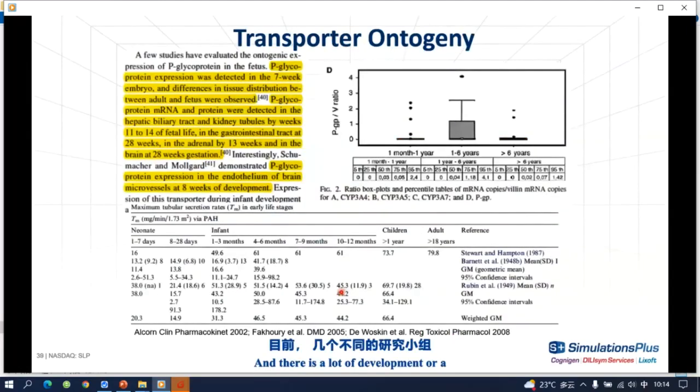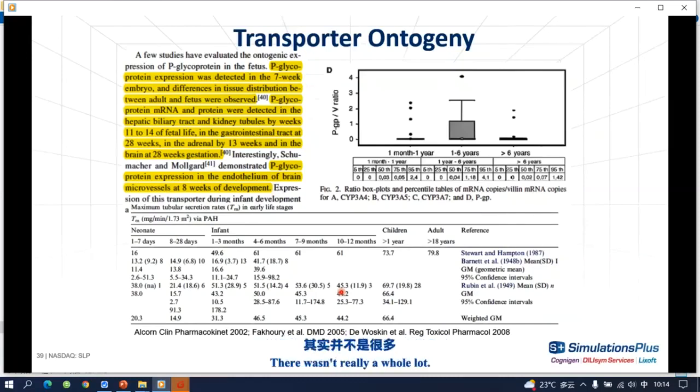And there is a lot of development or a lot of research currently done on characterizing the transporter ontogenies in different tissues by several different groups. Just as an example of how this field is evolving, this is a slide from one of the presentations that I prepared about 10 years ago. It was 2013. I believe it was for one of the AAPS workshops, where I was tasked to talk about the pediatric predictions for a transporter-related workshop.